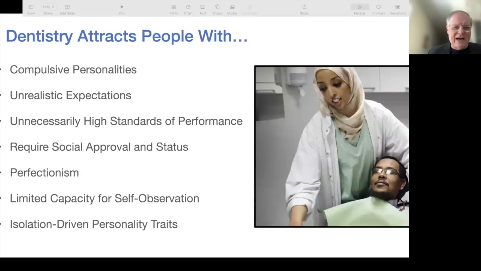Well, dentistry attracts a lot of good and bad things. It's not bad to be compulsive, but it has to be a healthy compulsivity. It can't be where you become paralyzed and you're constantly thinking and obsessing and doing things.